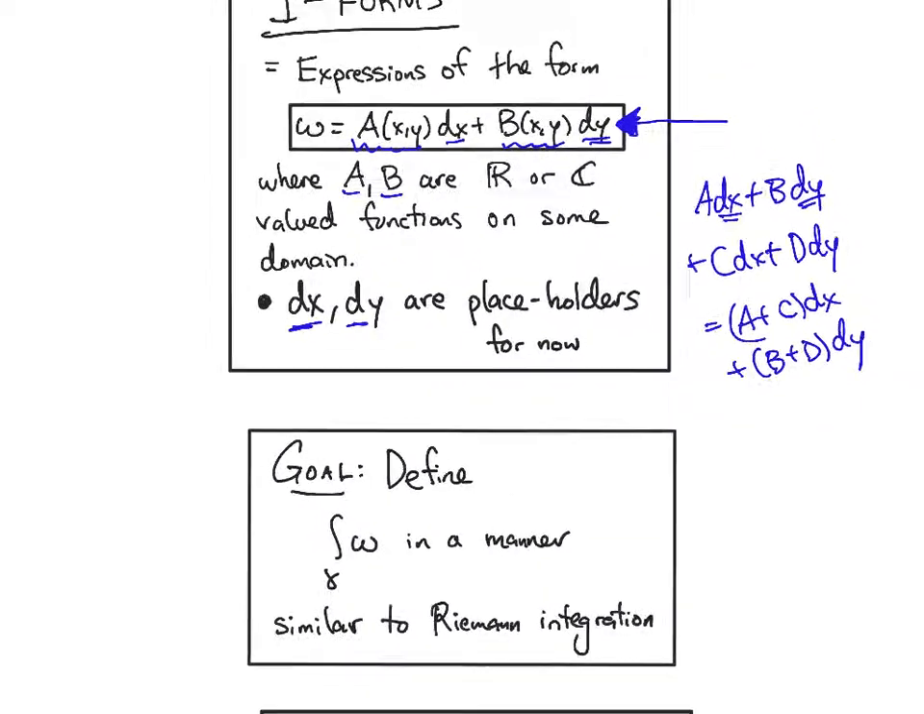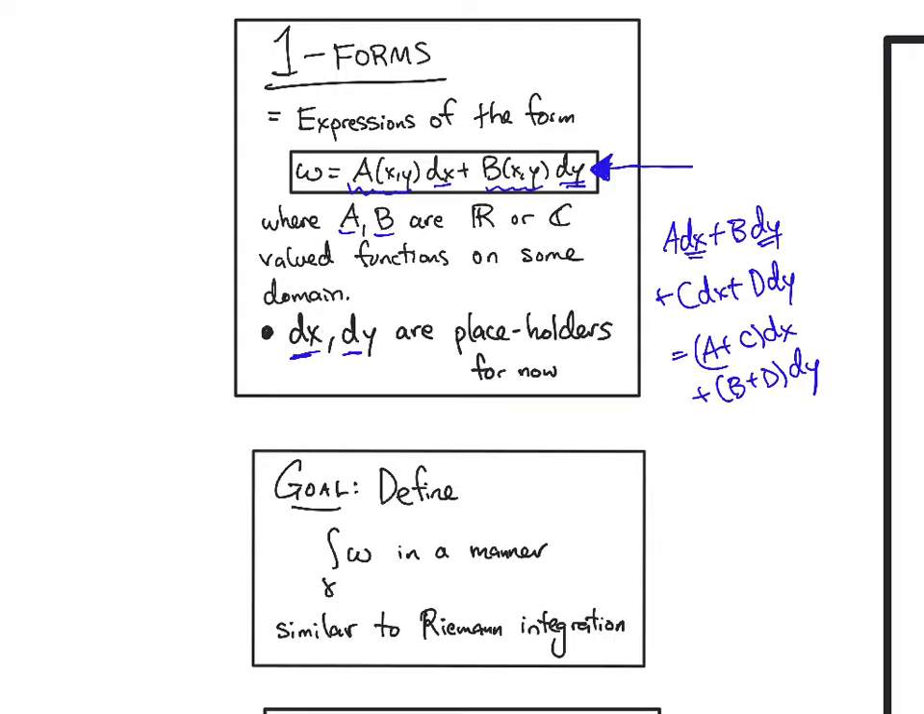Okay, and our goal is to define integration of a one form along a curve in a manner similar to Riemann integration. So we'll use approximating sums and so forth to define what it means to integrate the one form over the curve.